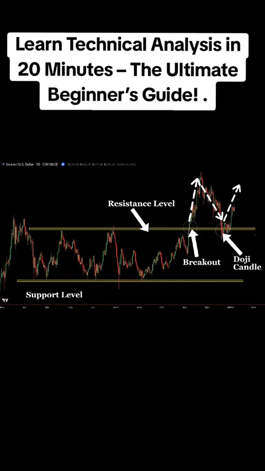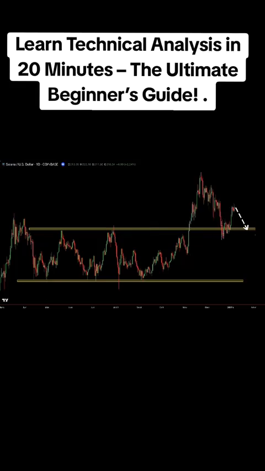After the doji, price continued to move upward. For long-term investors, the best entry would be to wait for the market to retrace back to this support level again. Otherwise, entering a trade at these higher levels is considered a premium entry, which carries higher risk and could cost you money.